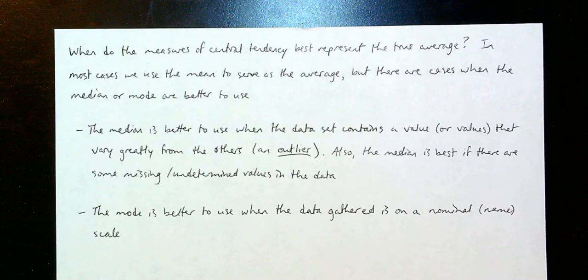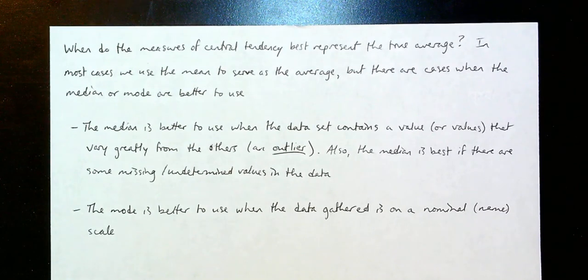So at the beginning of the video, we stated what the various measures of average or the measures of central tendency were, and I said that I would get to why we don't always just use the mean, why we don't always just use the average. So when do certain measures of central tendency best represent the true average?